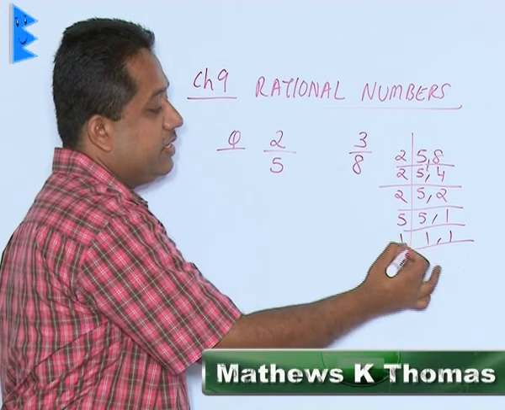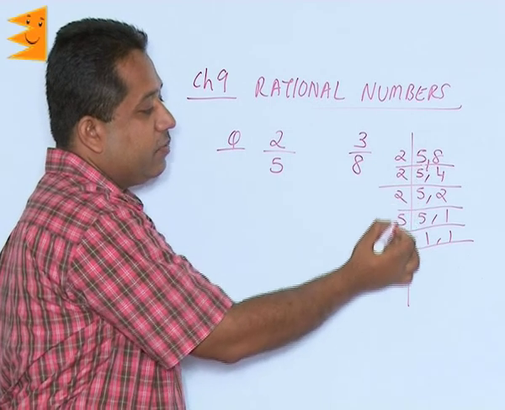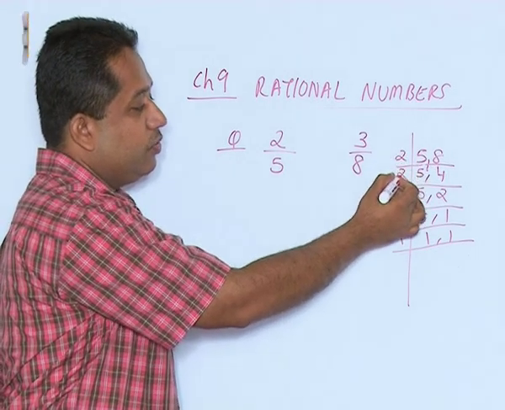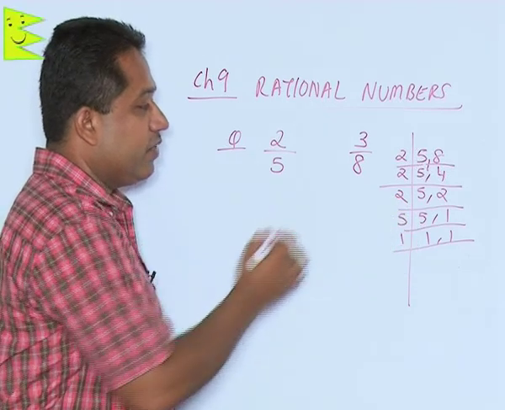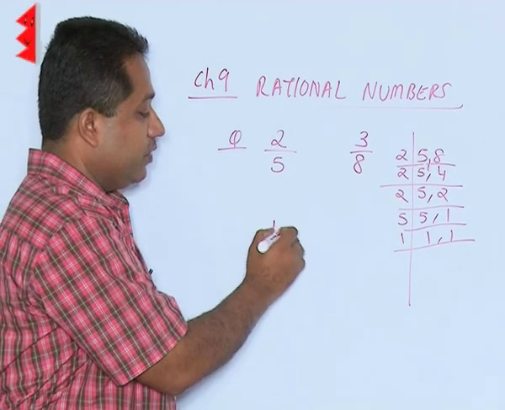So, what is happening is we get the prime numbers here, and we will multiply all of them. 2 into 2 is 4, 4 into 2 is 8, 8 into 5 is 40. So, we can say the LCM is 40.